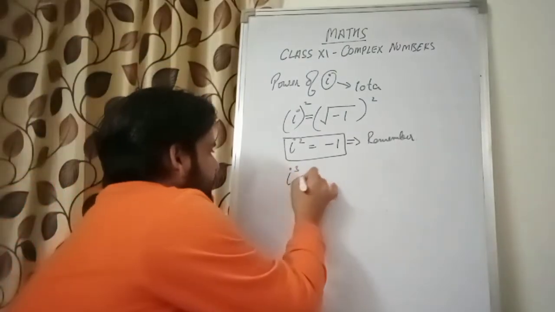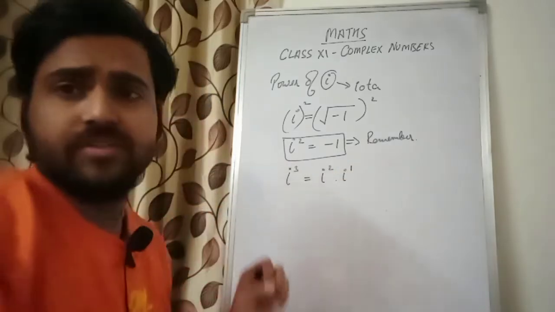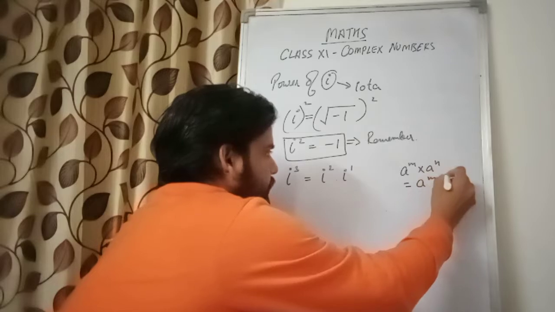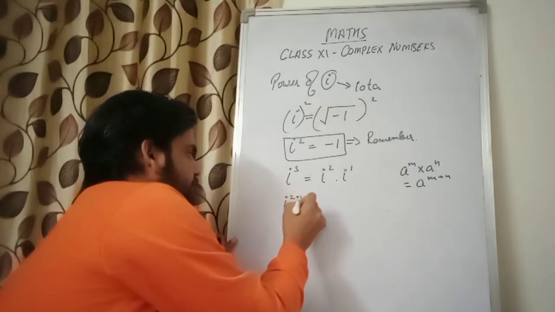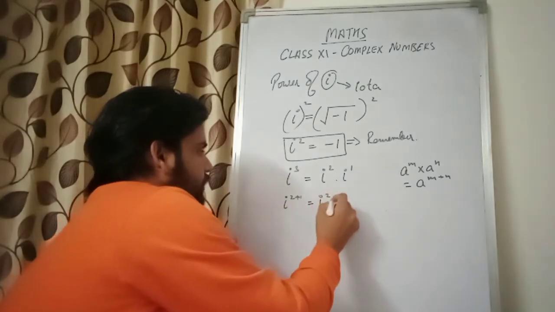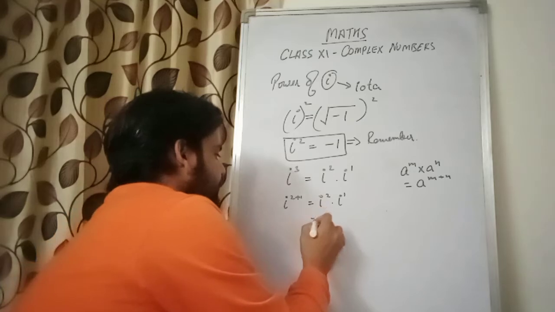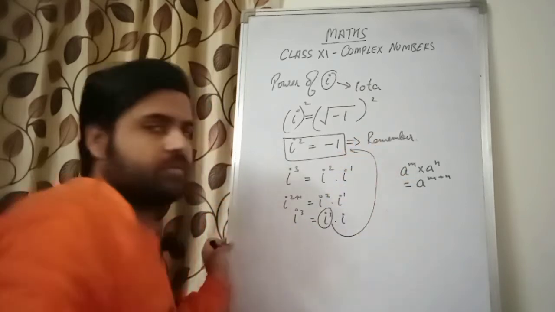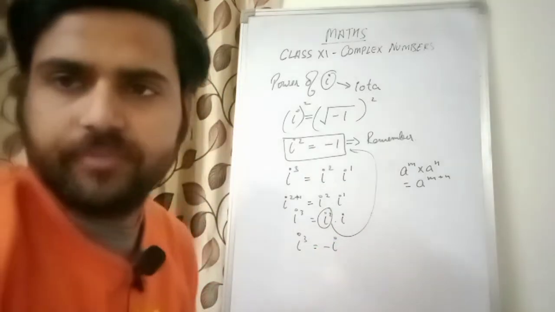Now here, can I write I cube as I square dot I to the power 1? We know the formula you must have studied in complex number, a to the power m into a to the power n equals a to the power m plus n. So I have just used this formula. Can I write I cube as I to the power 2 plus 1? Yes. Using the same formula, we can write I to the power 2 into, with the help of dot, I to the power 1. So I cube is equal to I square dot I. Now I know the value of I square, it's minus 1. So we can write I cube as minus I.